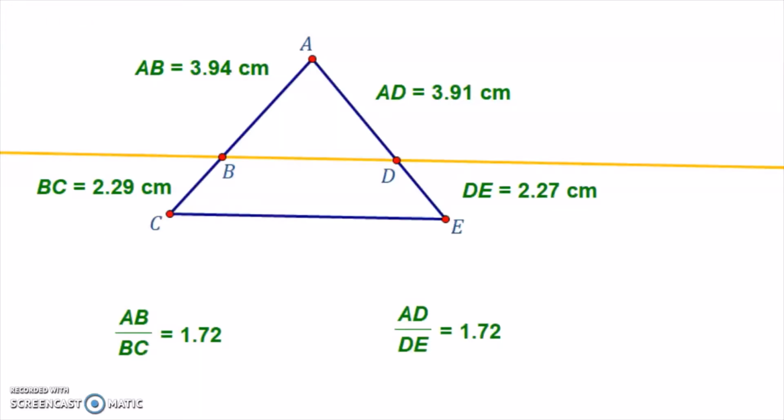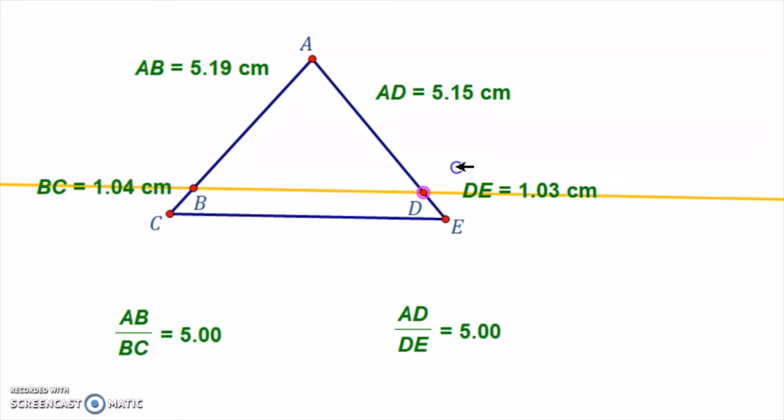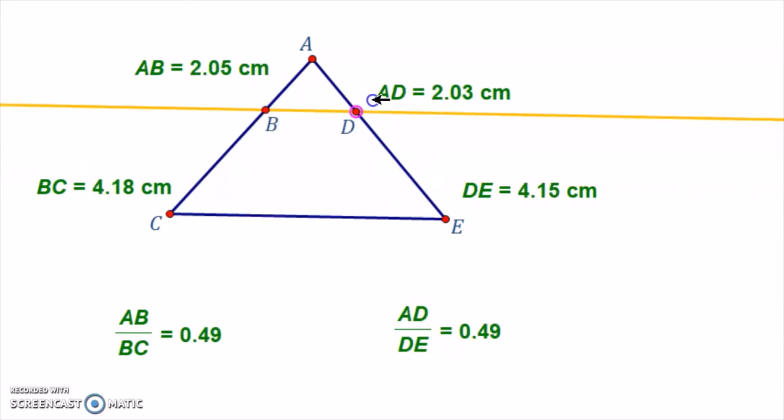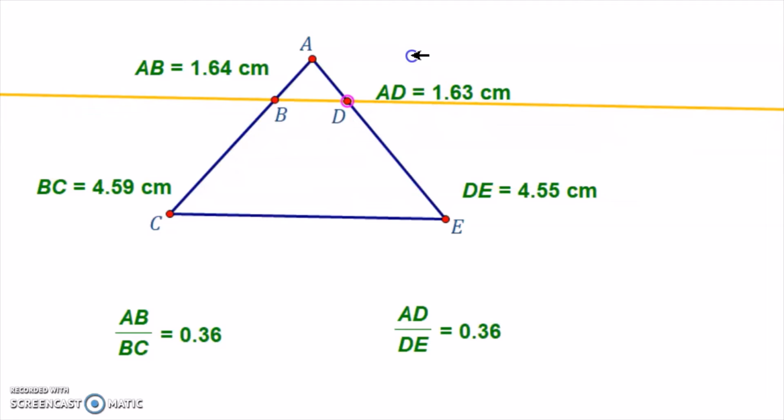Here I've created a sketchpad demonstration for you. I created a random point, and it doesn't have to be the midpoint. It can be anywhere on the side of the triangle as long as the gold line is parallel to one of the sides of the triangle. Then you can see I've measured AB and BC, and when I divide AB by BC, I get this number, and AD and DE, and that ratio is that number, and those numbers are equal. It doesn't matter where that division occurs. Those numbers will always be the same.